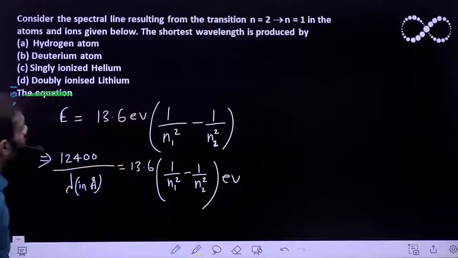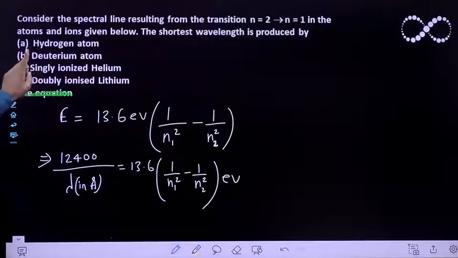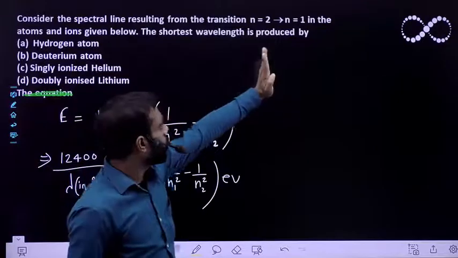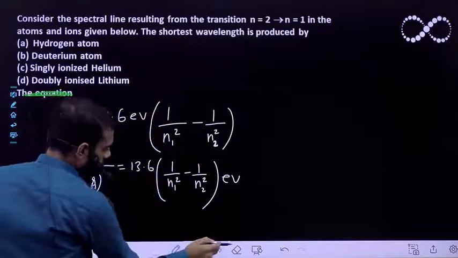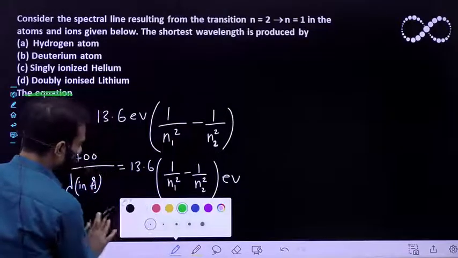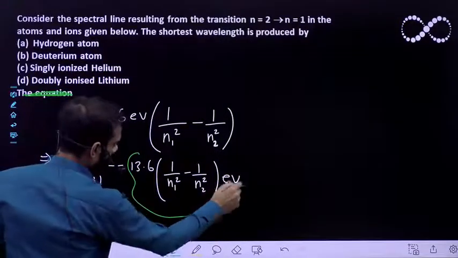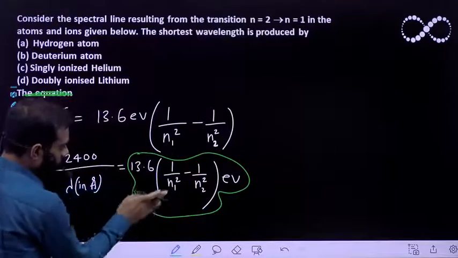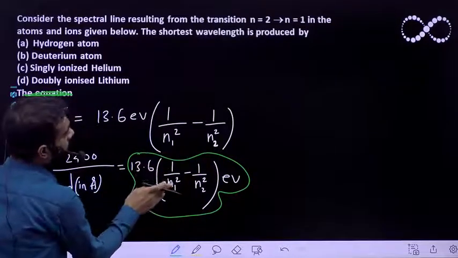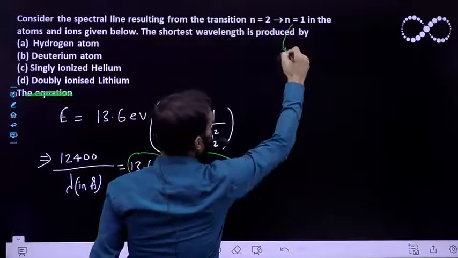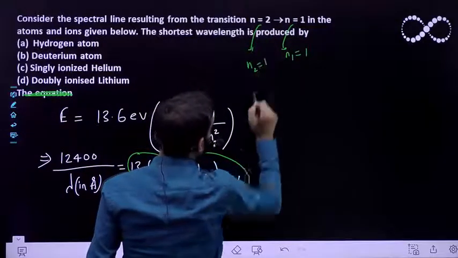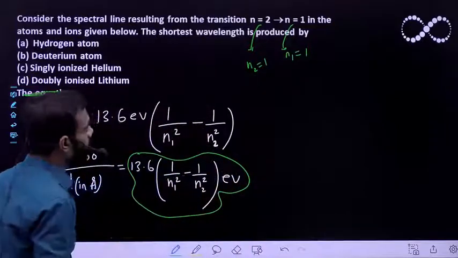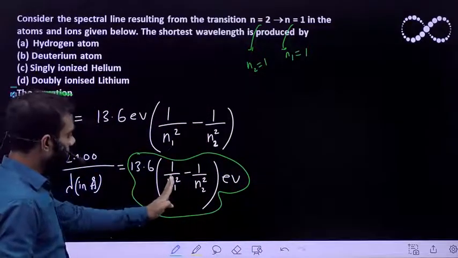Now the transition is fixed, from n = 2 to n = 1. So this part becomes constant, and this is also constant. This entire part becomes constant in this equation because n1 is fixed. This will be n1, and this will be n2, because n2 is the larger one and n1 is the smaller one. In this formula I have taken n1 as smaller and n2 as larger.